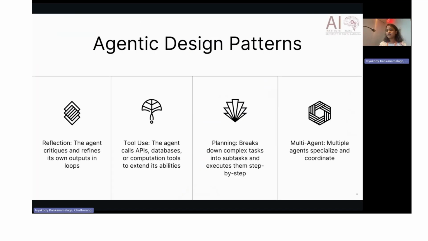And the third is planning. Planning means the agent breaks down a complex task into smaller subtasks or manageable steps and executes each of them separately. And finally, the multi-agent concept, where multiple agents or subsystems can be built and they can specialize in different subtasks, and integrate and coordinate in order to achieve these simpler goals. These patterns enable the agents to go beyond passive roles and take on more structured and goal-directed behaviors.